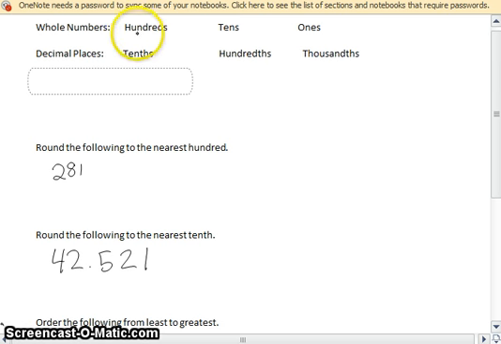The whole numbers include hundreds, tens, and ones, and the decimal places include tenths, hundredths, and thousandths. When you hear these numbers, so you don't get confused, the decimal places have THS on the end, while the whole numbers have just an S on the end. So you'll never get them confused.